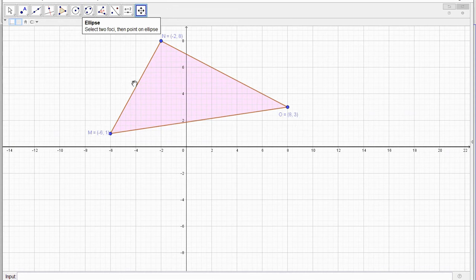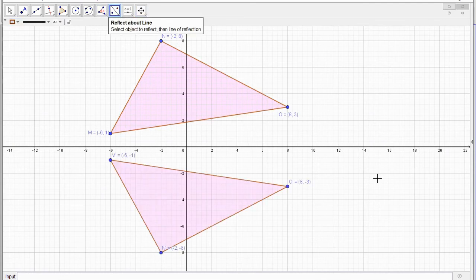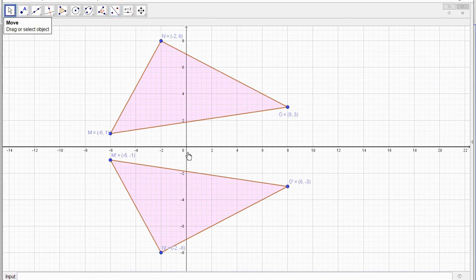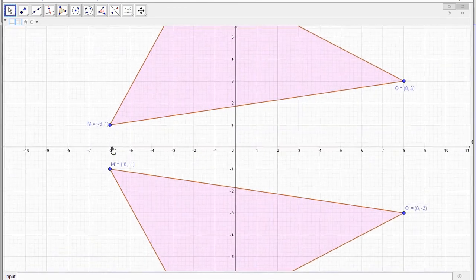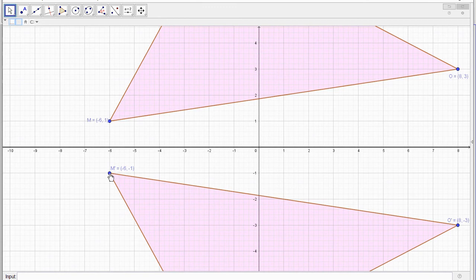This is M, N, O. There's no prime marks because this is the original. To do the actual reflection, there's what it looks like. All right, you'll notice that this is -6, 1. And because we're coming across the x-axis, it's going to be -6, -1. So we'll go 1 to the line here, and then 1 past it.